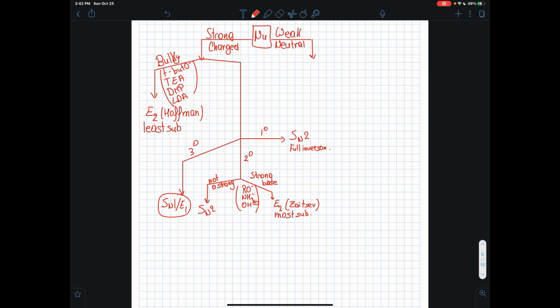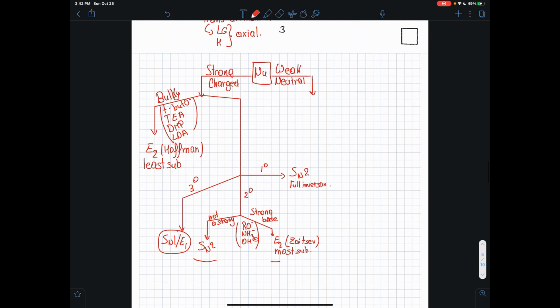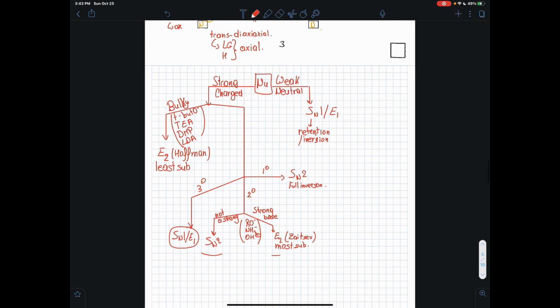So remember, tertiary is always going to be SN1, and primary is always SN2. But when it comes to secondary, you have to decide if it's an SN2 or an E2. Now, anything that's weak, you're always going to have a mixture of SN1/E1. And remember, when we're talking about SN1, there is always retention and inversion. If you keep that in mind while doing tests, you're never going to miss a reaction.